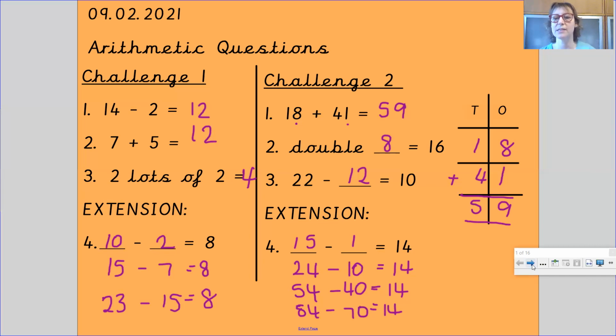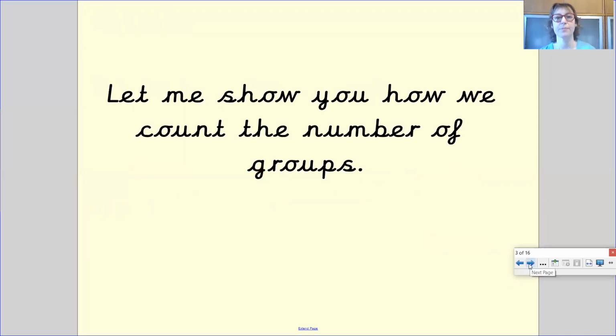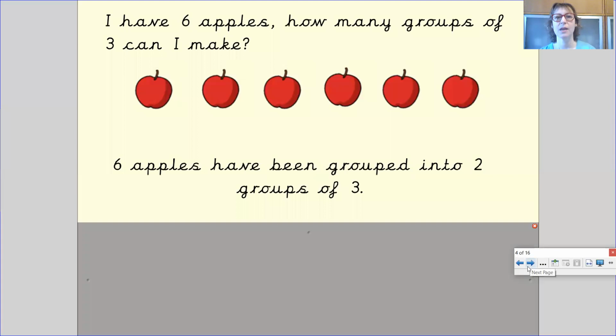Right, let's have a look at today's work. Today, we're going to look at grouping. So grouping is when you put piles of items into groups. So let's have a look. I've got 6 apples, and I want to make groups of 3, not 3 groups. I want to make groups of 3.